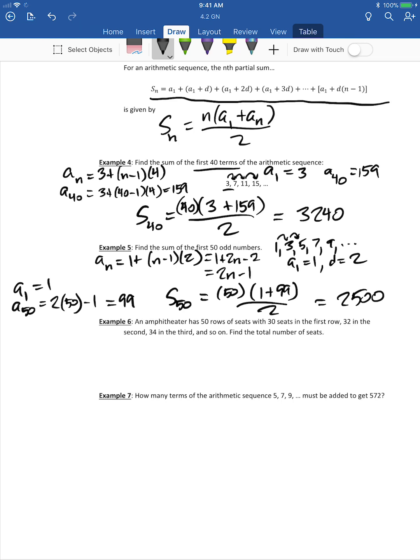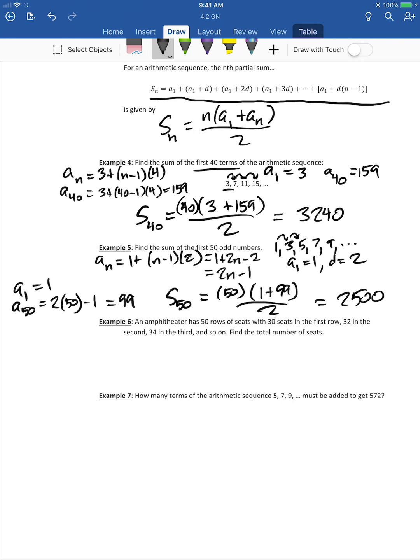All right, 2 more examples. This section isn't quite as long as the first. Example 6 is an interesting word problem and also one that I recommend you know how to solve. Hint, hint. An amphitheater has 50 rows of seats with 30 seats in the first row, 32 in the second, 34 in the third, and so on. So each row is adding 2 seats compared to the row before. Find the total number of seats.